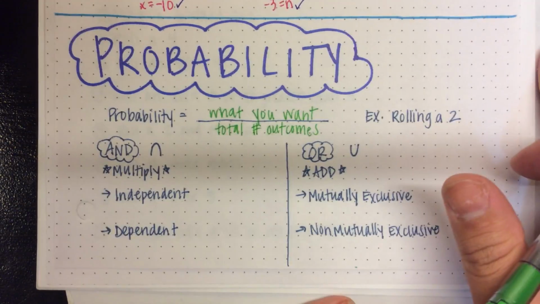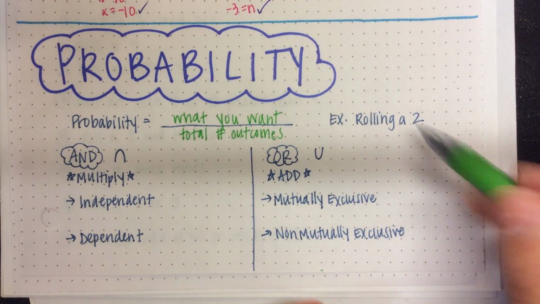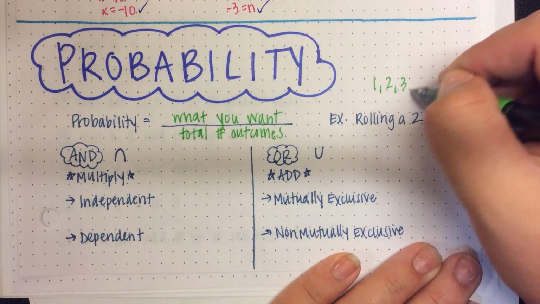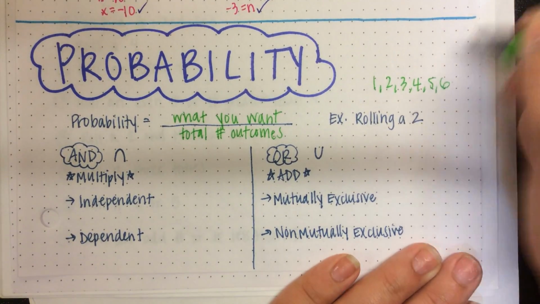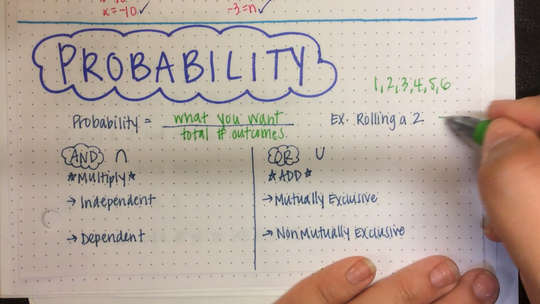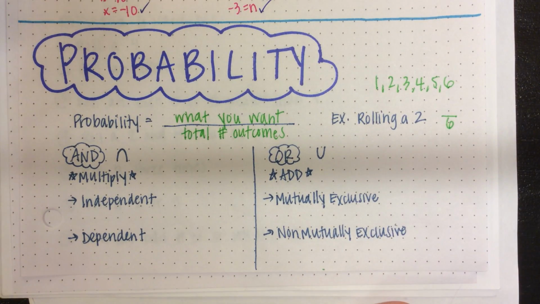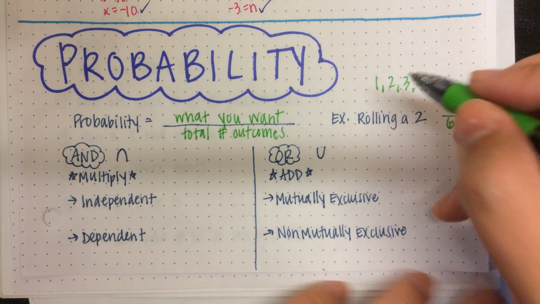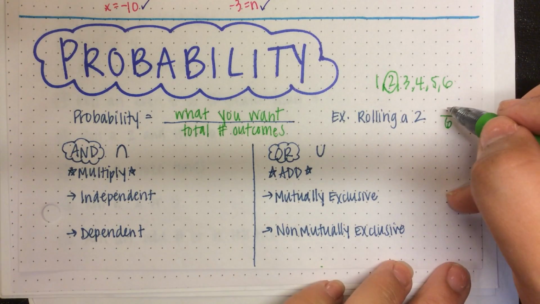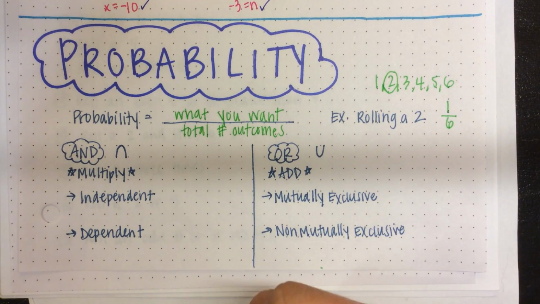For example, if I want to roll a 2 on a 6-sided die, I have 1, 2, 3, 4, 5, and 6. Those are my options anytime you roll a die. So my bottom is going to be 6 because I have 6 total options. If I want to roll a 2, there's only one 2 on there, so what I want has 1 chance out of 6. My probability is 1/6.